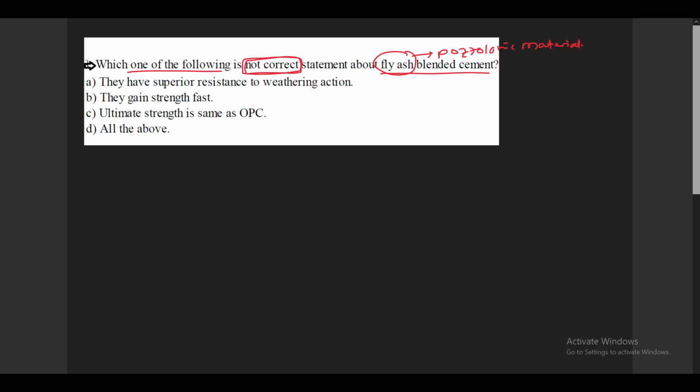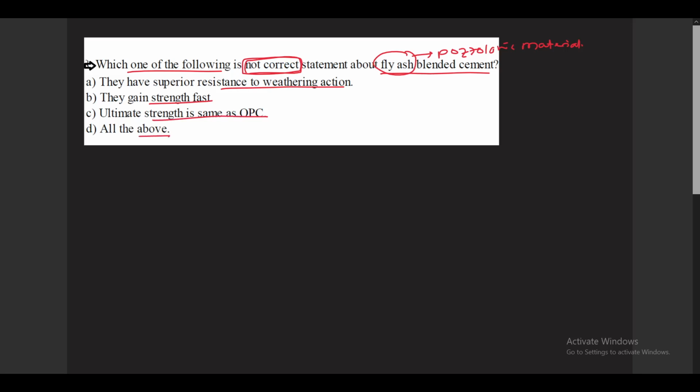So the first option is, they have superior resistance to weathering action. The next option is, they gain strength fast. Okay, they gain strength fast, and the next one is ultimate strength is same as OPC, and the last one is all of the above.